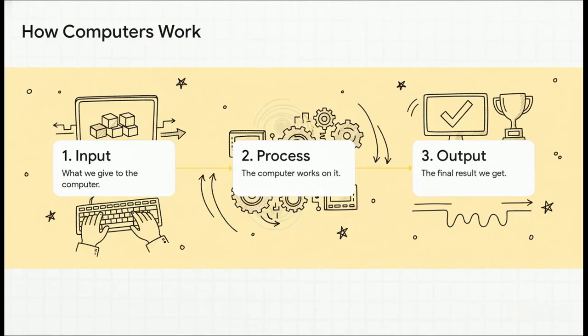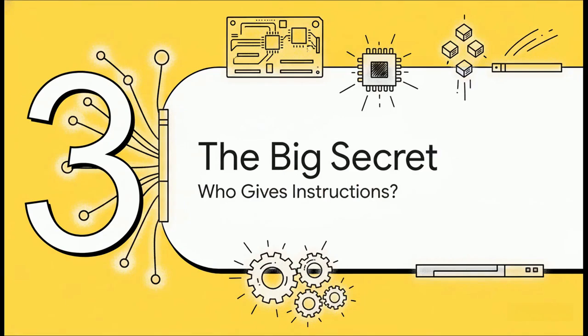Step 1 is input. That's us typing in 2 plus 2. Step 2 is the process. That's the computer doing the math, working on the problem. And finally, step 3 is the output, the number 4 popping up on your screen. Input, process, output. Every single time. It's that simple. Okay, but this whole thing, as smart and as fast as it is, well, it all depends on one really big secret.